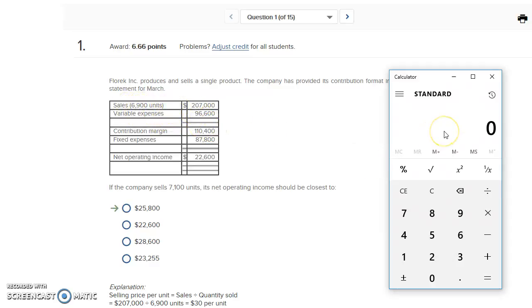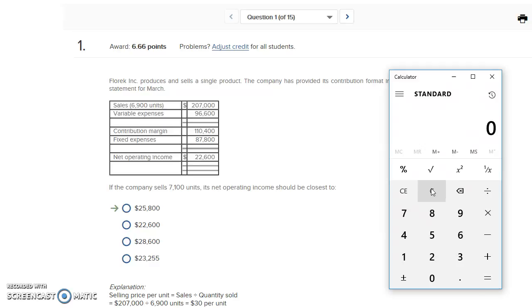So what I'm going to do is find the price per unit. So I had a total sale of 207,000 and I sold 6,900 of them. So my price per unit is $30. I'm going to write that down. My variable expense, my total was 9,600, and again, I sold 6,900 of them. So my variable expense is $14 a unit.